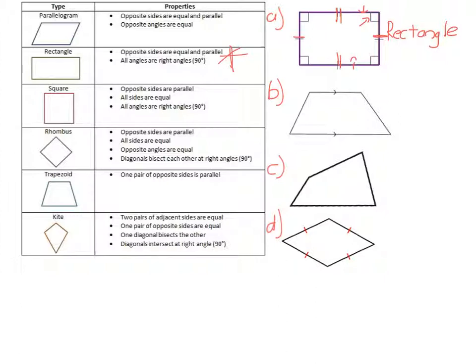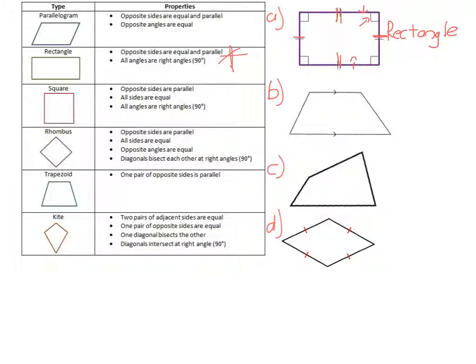Let's look at B. In B, we can see that there's only one pair of parallel lines. That is all we need. There's only one shape it can be, because parallelograms, rectangles, squares, rhombuses all have two pairs of parallel lines, whereas kites have no pairs of parallel lines.